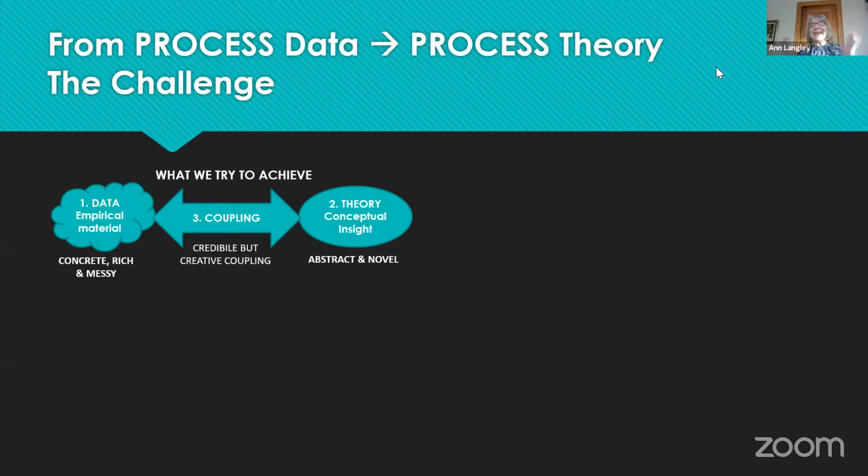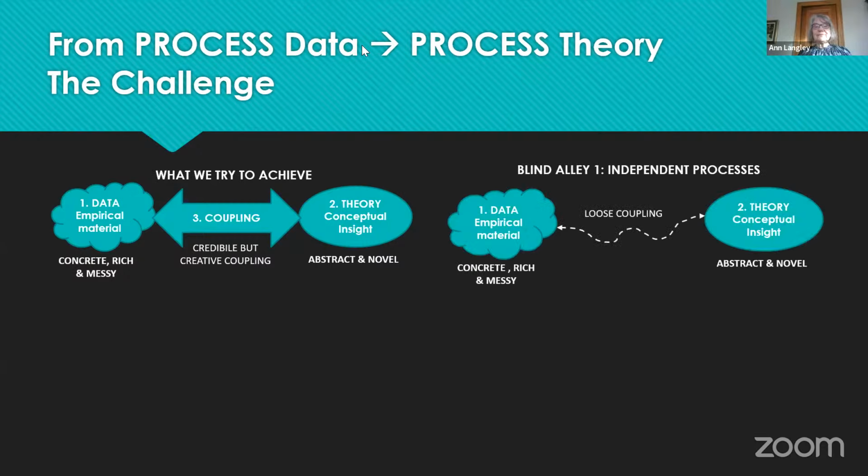And starting from that point, there are several things that can go wrong. So I'm just going to give you a little portrait of some of the things that can go wrong, and that we're going to try and avoid. So the first thing that can go wrong is that we have wonderful, concrete, rich, messy data and beautiful, abstract, novel theory, but we haven't properly connected the two.